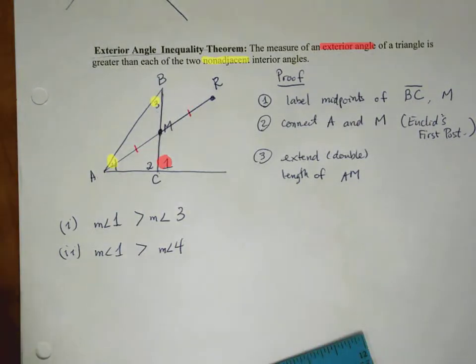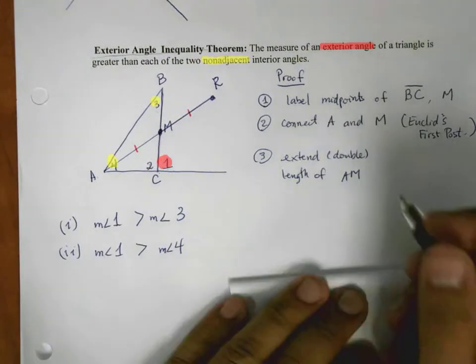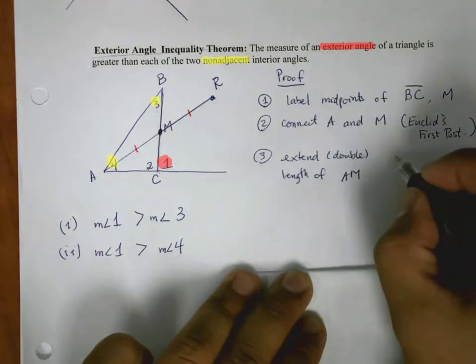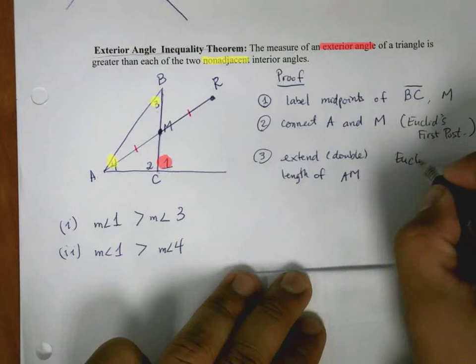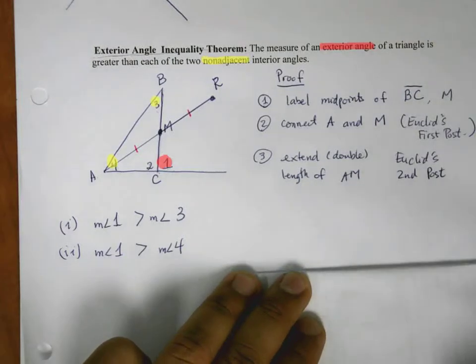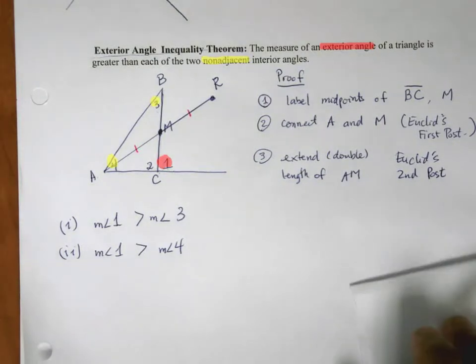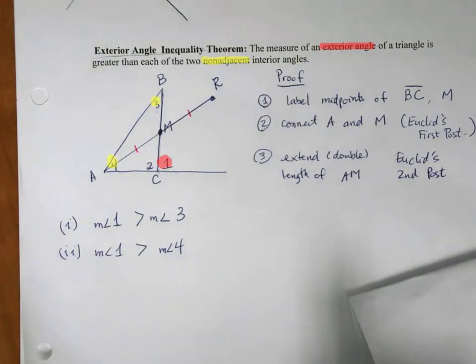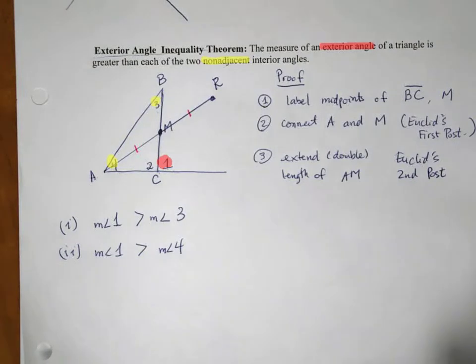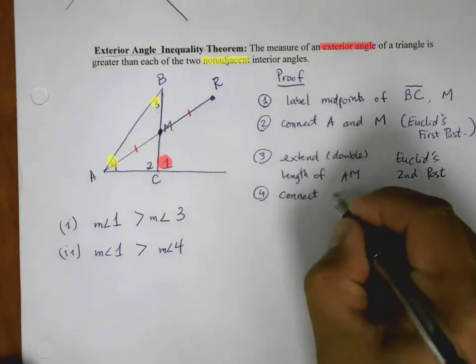But I'm getting a little bit ahead of myself. You're getting way too excited. So let's explain this a little bit. I can extend and double this because this is also one of Euclid's postulates. This is Euclid's second postulate, which says that I can extend a line segment as far as I need to. We also know it sometimes as the ruler postulate. And then we are going to connect R and C.